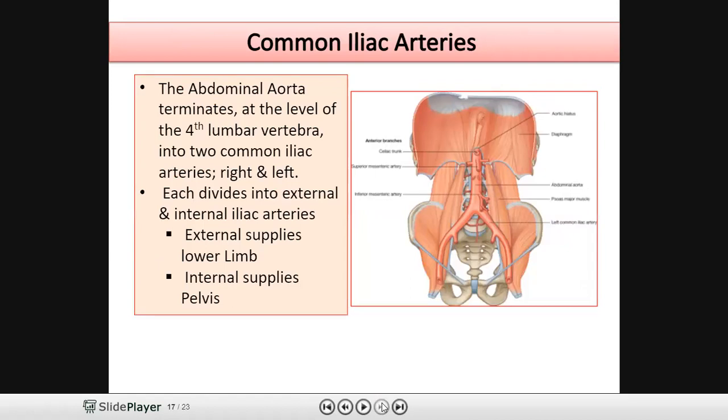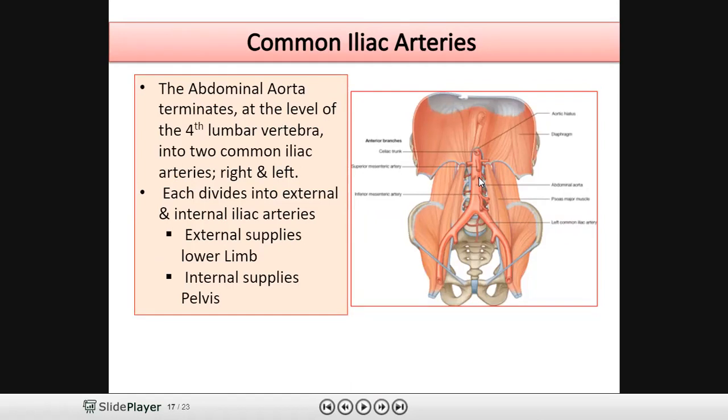Okay, so maybe in the next lesson, we would look at the common iliac arteries, which we said are the terminal branches or the last branch. So these are the common iliac artery, which are the terminal branches of the abdominal aorta. So quickly, let's do a revision.